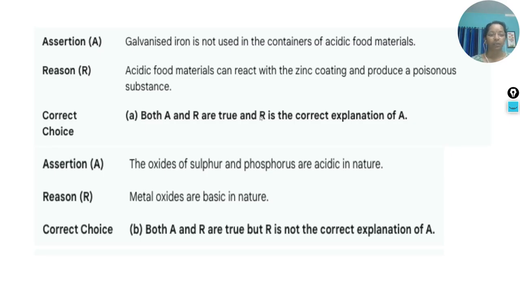Okay. Now, the oxides of sulfur and phosphorus are acidic in nature. That is correct, because non-metallic oxides of sulfur and phosphorus are acidic in nature. So A is correct, and the reason given is metal oxides are basic in nature. That is correct also. A is correct, R is correct, but R is not the correct explanation of A. Option B is the answer.